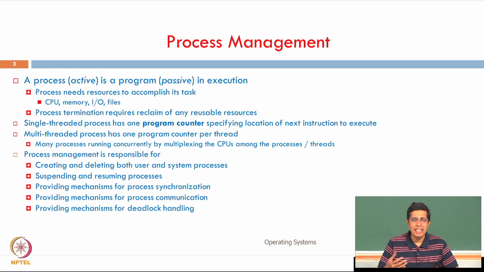If I have a single-threaded process in which I am using only one thread, then there will be one program counter which specifies the location of the next instruction. But if I have a multi-threaded process, each thread has a program counter. So now when I look at a multi-threaded architecture, one that could execute more than one thread at a time, the operating system's responsibility is to see that these program counters are handled properly, and the processes are moving in and out properly.